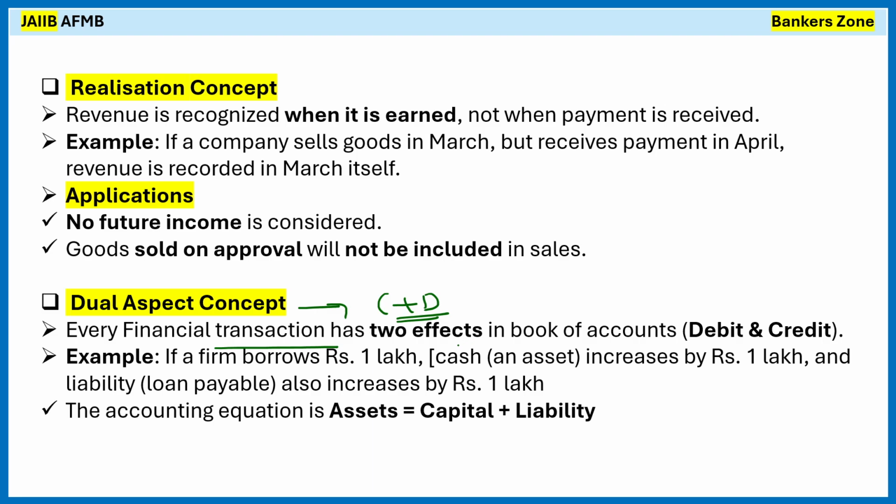Every transaction has two effects, one is a credit and one is a debit. When we learn about the double entry system, at that time you will get a better idea about the dual aspect concept. Meanwhile, you just learn the theory part. Dual aspect concept means debit and credit simultaneously.